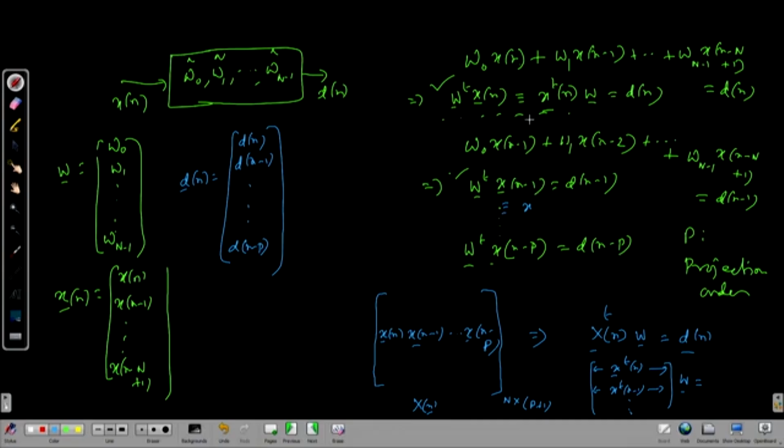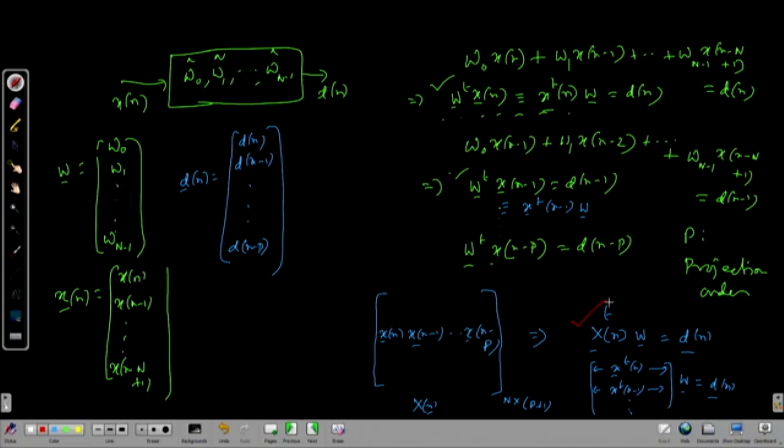Equivalent to, like above I wrote equivalent. So, here x transpose n minus 1 w, these two are equivalent. So, x transpose n minus 1 w will be d n minus 1, next guy, and so on and so forth. So, this is my equation, this is the constraint.